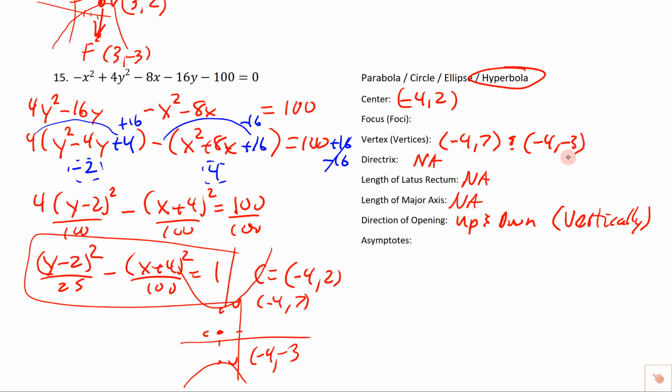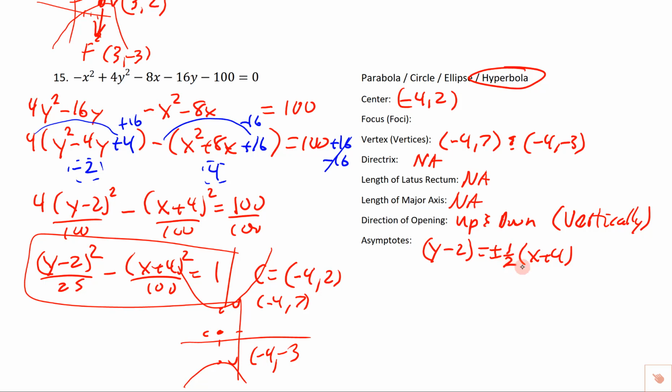Let's go ahead and do the asymptotes while we're at it, because this is just going to be whatever's with the y, so y minus 2, equals plus or minus, and then whatever's with the x, so that's x plus 4. And then the fraction is going to be whatever's in the vertical direction, so that's 5, over the square root of whatever's in the horizontal direction, so that's 10. We can simplify that, 5 over 10 would end up being 1/2. So we got a 1/2 there.